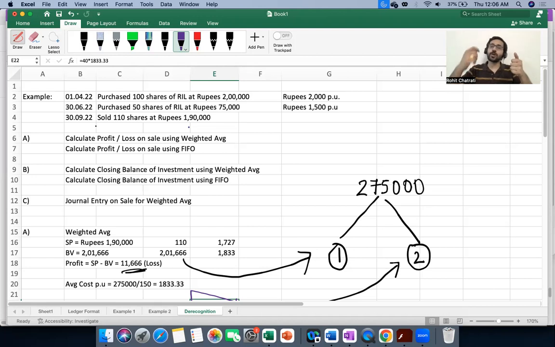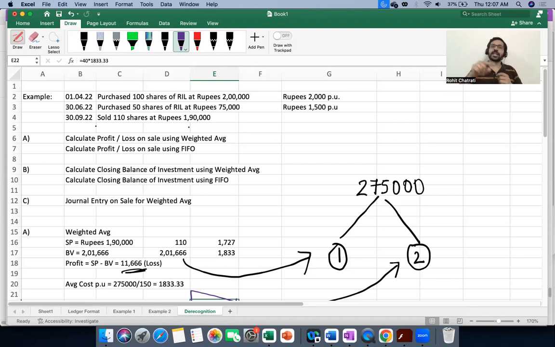You then need the cost of investment that you have sold, or the book value of the investment that we have sold. Given that it is a partial disposal, I am going to use either weighted average or FIFO. In this lecture, we will be doing FIFO. I will be using the FIFO method to calculate the cost of investments that we have sold. Now, what does FIFO actually say? First in, first out. Whatever you have purchased first is presumed to have been sold first.